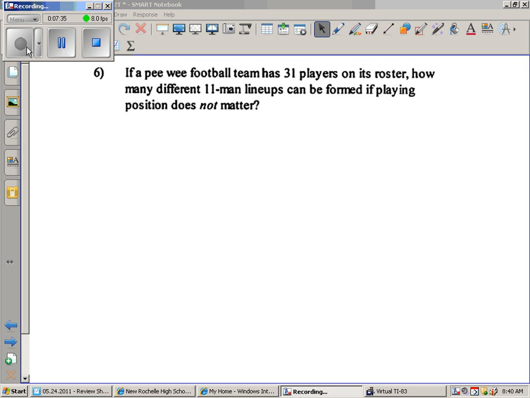Guys, we're playing football. 31 players on the team. How many different 11-man lineups can be formed if playing position doesn't matter? Is this combination, permutation? It's a combination. It's like choosing lab groups, right? Order doesn't matter. We're not even going to assign positions. 11 people are just going to come out and play football. If order doesn't matter, it's going to be 31C11.